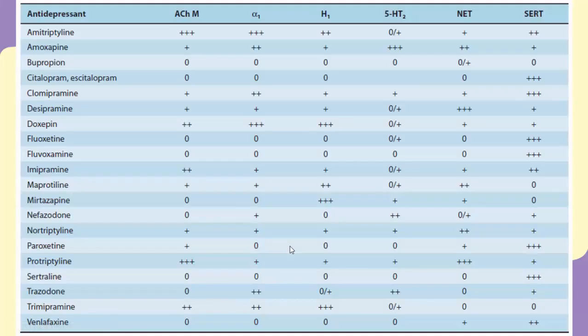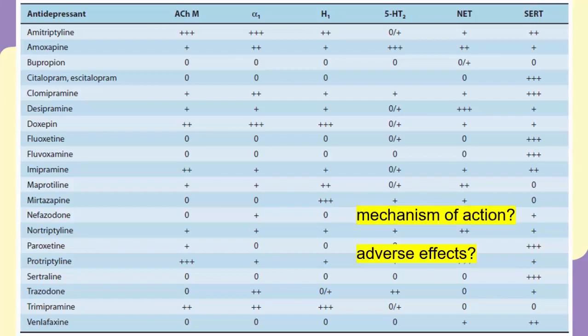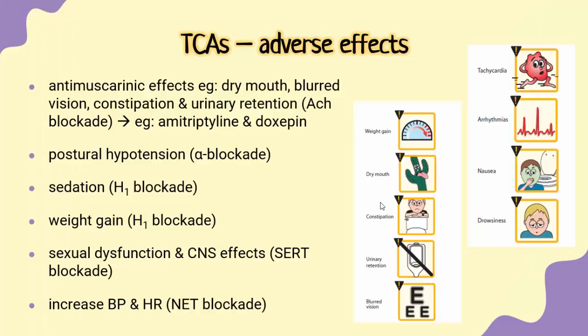If you refer to Katzung, you can see a table that lists down all the antidepressants and what receptors that they act upon. Your task is to identify the mechanism of action of those TCAs, which receptors they actually bind, and also, based on those receptors they bind, what the adverse effects of the drug are. For example, TCA's adverse effects can be so many.